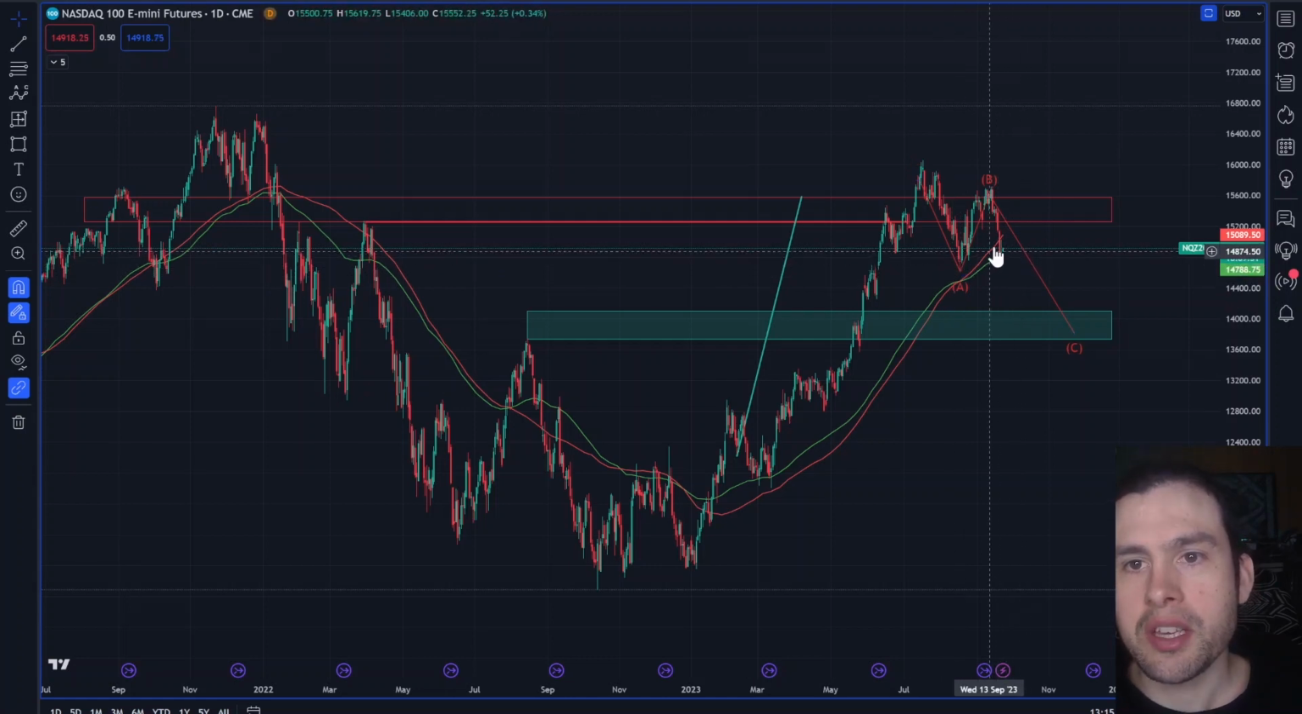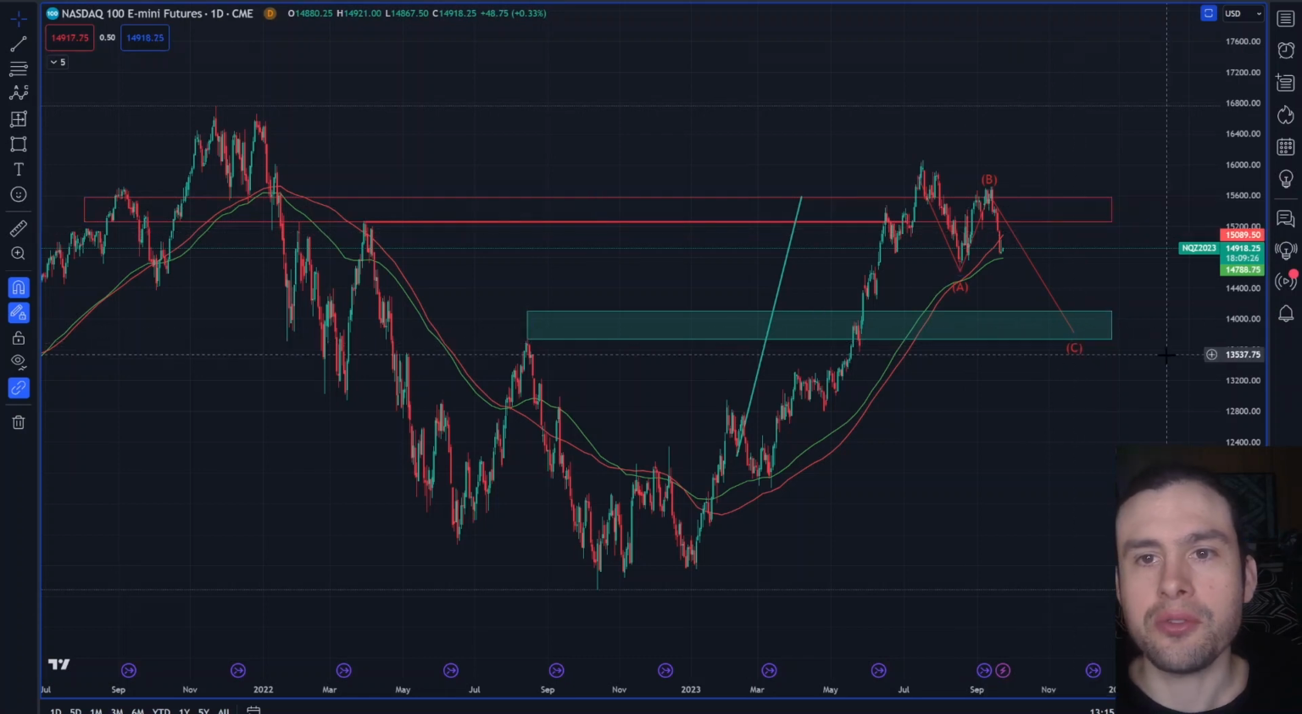So there's a chance we might get a little push back up to this zone, and if we get rejected again, we might come down to form a high time frame ABC corrective pattern. If we do get a deeper pullback and take out the lows here, then we'll probably come down to about 13,800 around this zone here. So it could be anywhere between here and here.